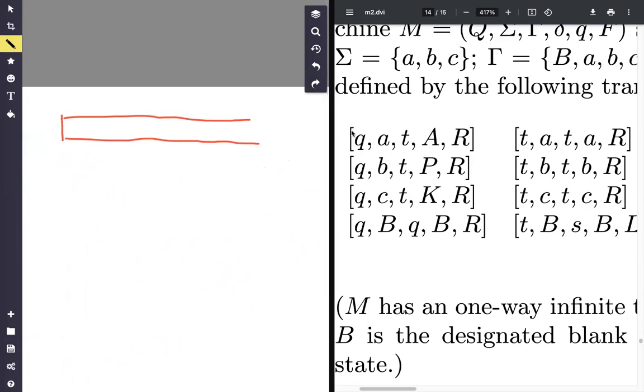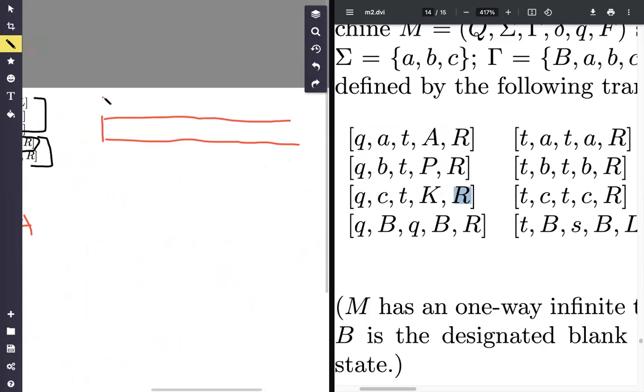Okay, so we're doing these 3 transitions. I don't know which one I'm picking. I'm going to be as generic as possible. So let's say A or B or C. Whichever it was, it's some sort of capital letter on my tape. So I'm in state Q. I saw some letter, wrote some capital letter, and then I moved to the right. And now I'm in state T.